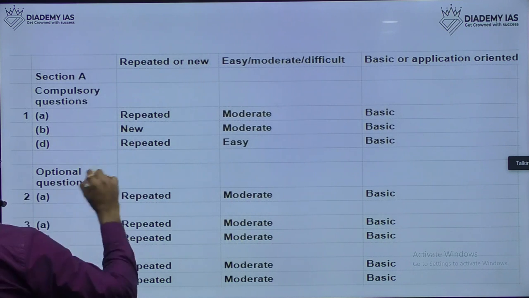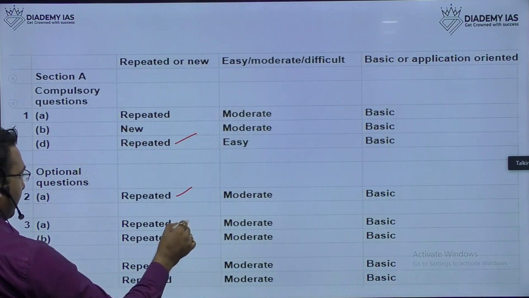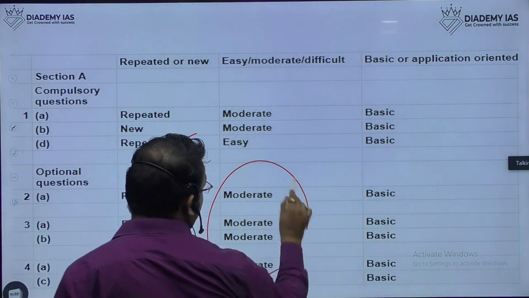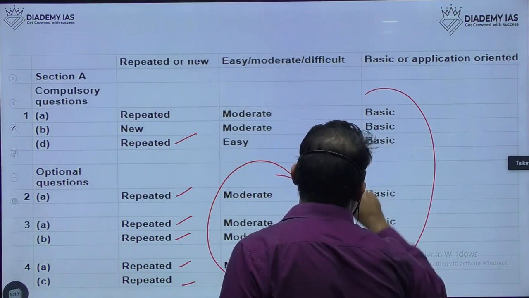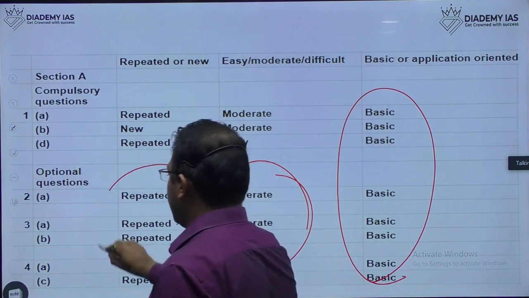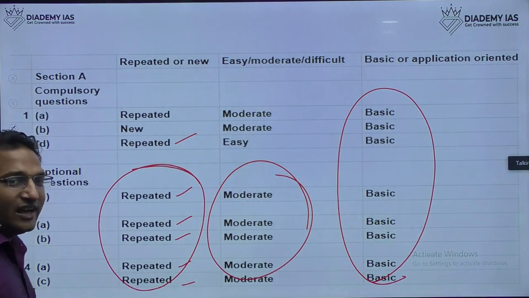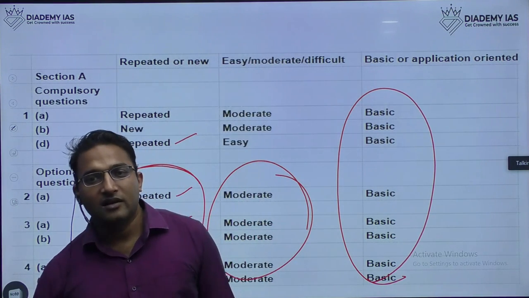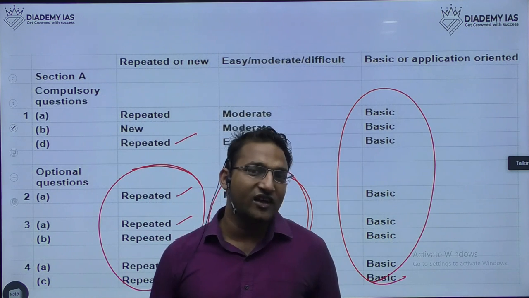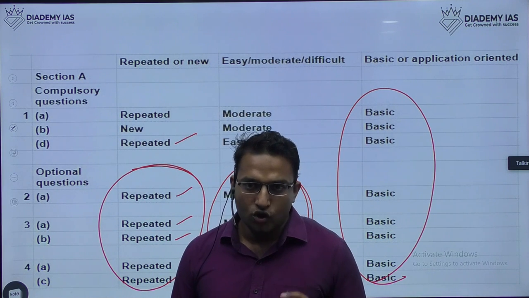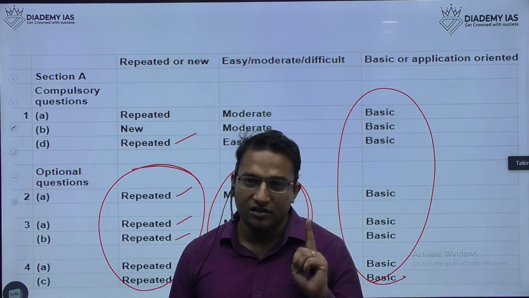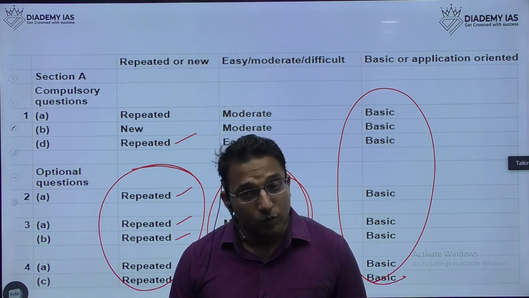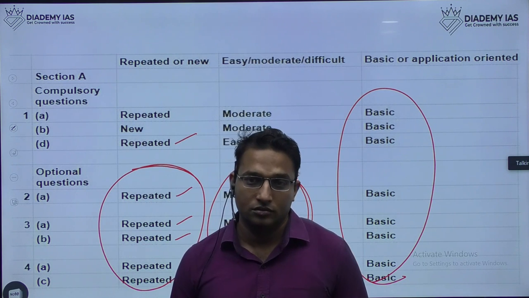So you can see many repeated themes. The level of difficulty is moderate, and the nature of the questions is basic rather than application based. So these are very predictable questions. As I told you, in commerce and accountancy you will get a very predictable paper. So revision is the key, practice is the key, make short notes. And to be more competitive, add value, right?